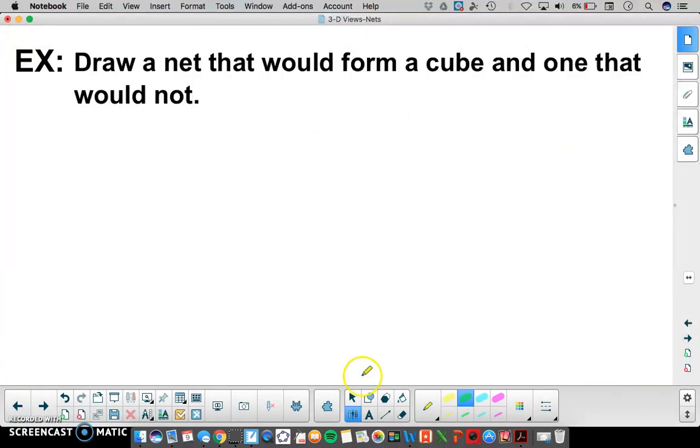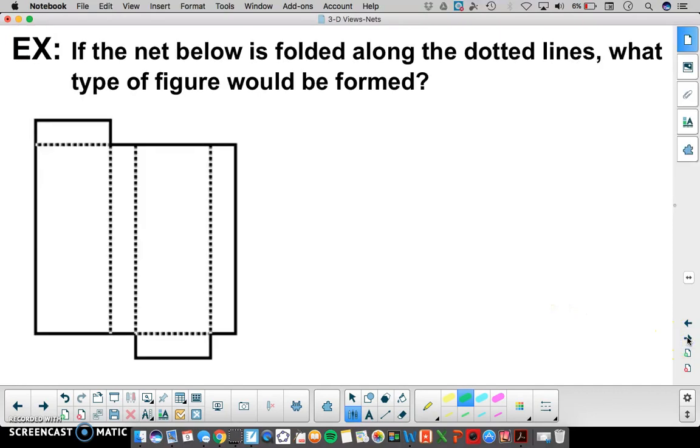I want you to take a second and think about how you would draw a net that would form a cube and one that would not. So think about how many faces that would have and how you would have to connect them to make sure it forms a cube. In this example, if the net below is folded along the dotted lines, what type of figure would be formed? So if we were to fold this figure along those dotted lines, what would we create?